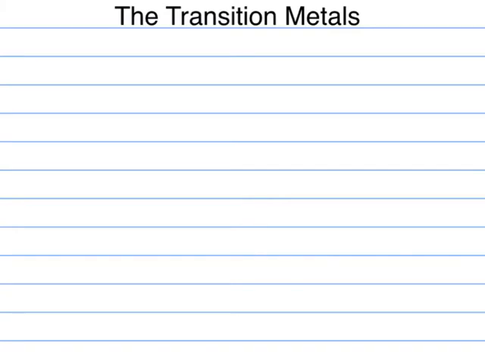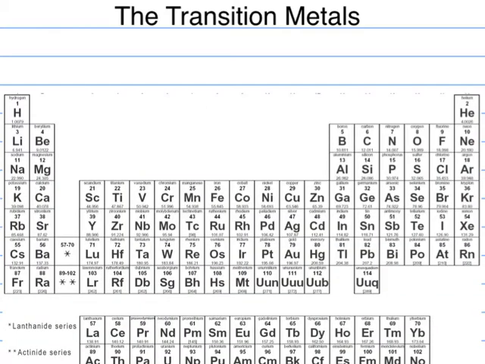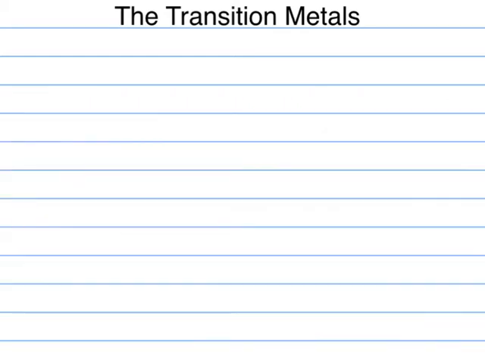The transition metals. So let's start by having a look at where the transition metals are on our periodic table. So we've got our periodic table here, and the transition metals go between group 2 and group 3. So all of these within the central block are the transition metals. So let's take a closer look at them.